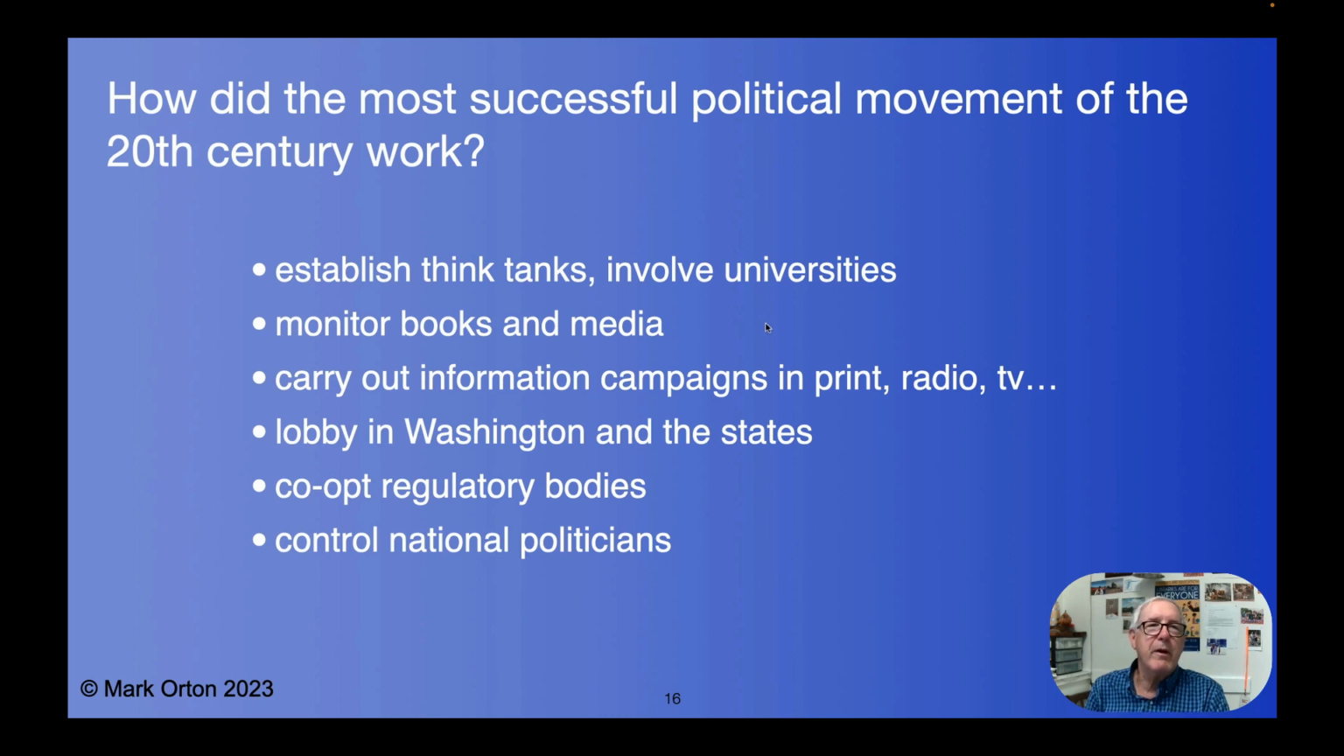Most importantly, in many ways, they lobby in Washington and in the states, and they co-opt regulatory bodies, which is sometimes referred to as regulatory capture by industry. So industries get people placed on these regulatory bodies to write the regulations and then to oversee the regulations. And then finally, they control national politicians, and we'll talk more about that.